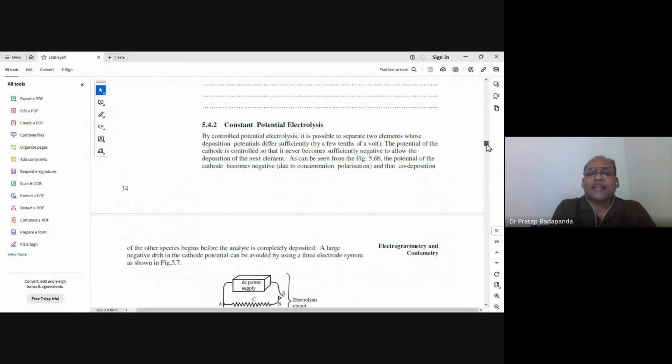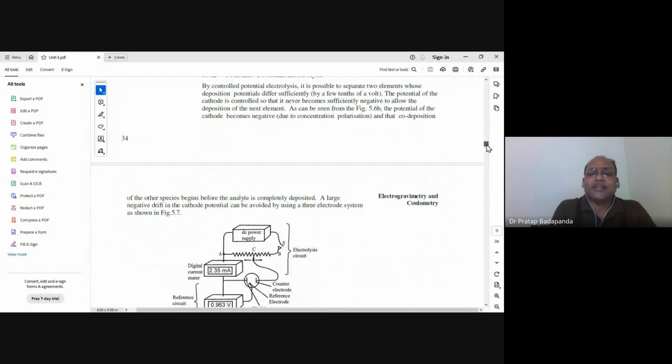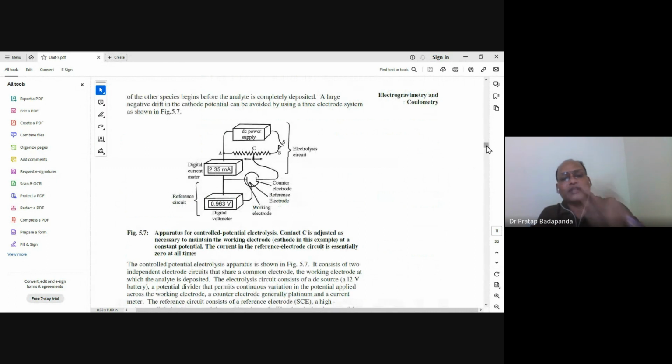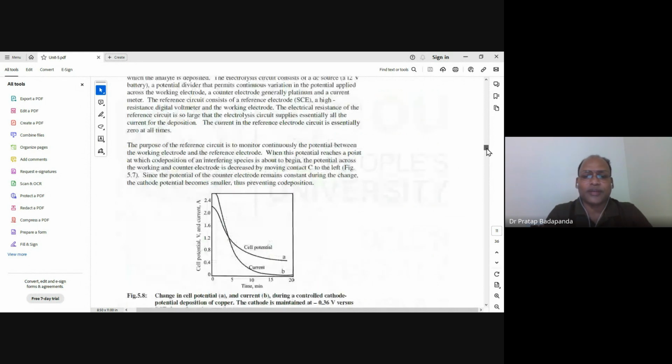So for constant potential electrolysis, in this case, you have to use 2.35 ampere of current. This is the diagram where you see that a digital voltmeter and a digital current meter are used. On the basis of that, you have to calculate, so that you understand it.